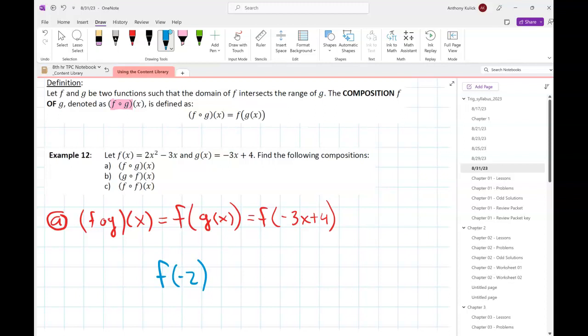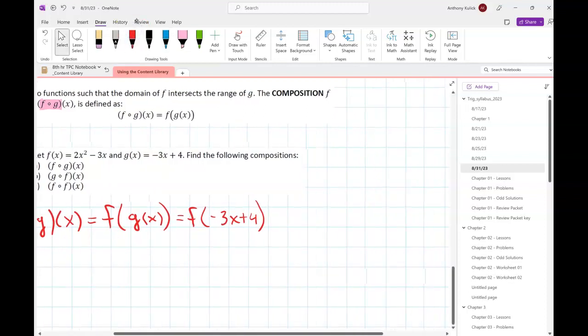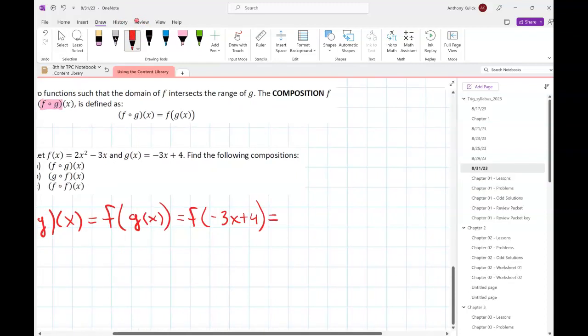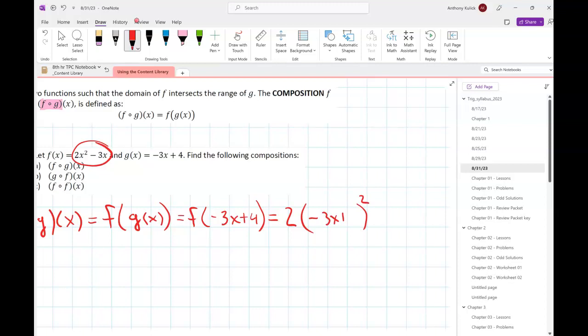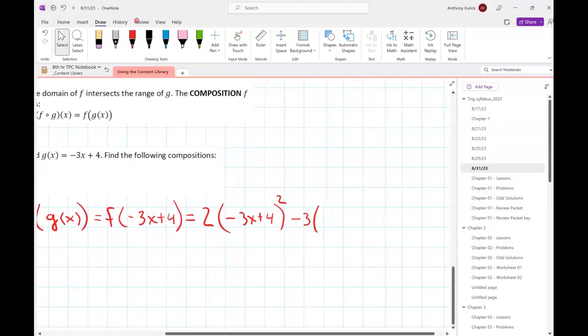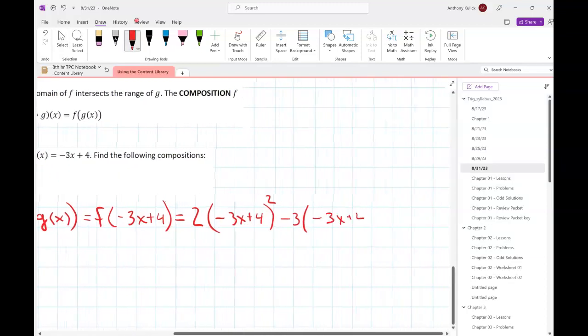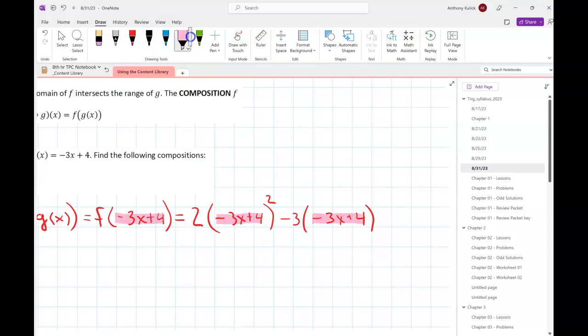Excellent. So what is f of negative 3x plus 4 telling me to do? Replace all of the x's with negative 3x plus 4. Still kind of the same thing. So if I look at f, I have a 2, but where that x was, I'm going to write negative 3x plus 4. And then I have a minus 3, and where that x is, I'm going to write negative 3x plus 4. So I took my g and plugged it into f.